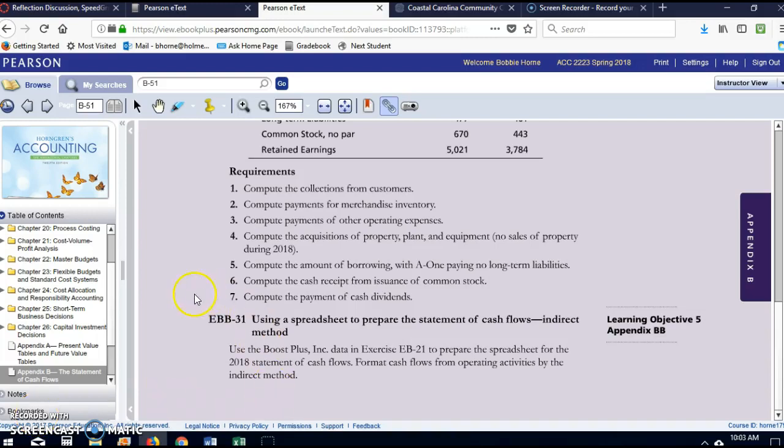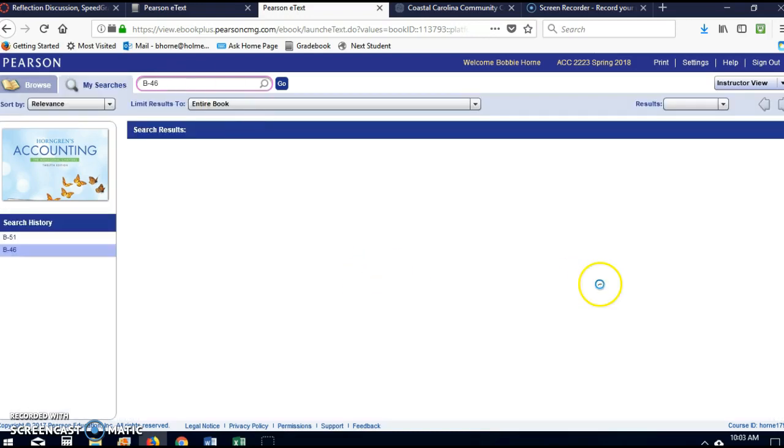Okay, we will be looking at problem 31, and this may be a two-part video because it's a pretty lengthy problem. But what we're going to do is use a spreadsheet to prepare the statement of cash flows, indirect method. Use the Boost Plus Incorporated data in exercise EB-31 to prepare the spreadsheet for the 2018 statement of cash flows. Format cash flows from operating activities by the indirect method. So we will look at the information from that problem.